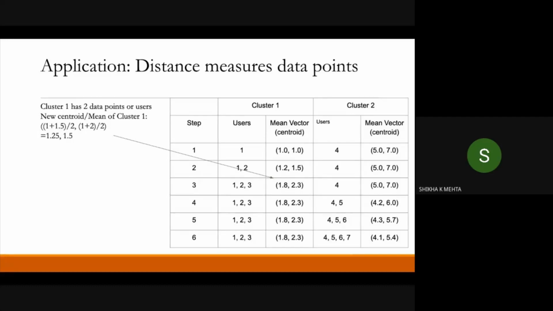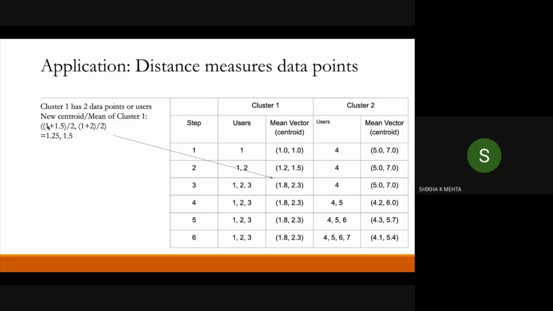Once the users have been allotted, after this step, see, in the first step we had the mean vector as the first user and the fourth user only. But as soon as the other users get into that cluster, we have to recompute the mean. Recompute the mean for the two users which are there. And this is how we compute the mean, like 1 plus 1.5 divided by 2, the corresponding values of the two data elements in the vector that we have.